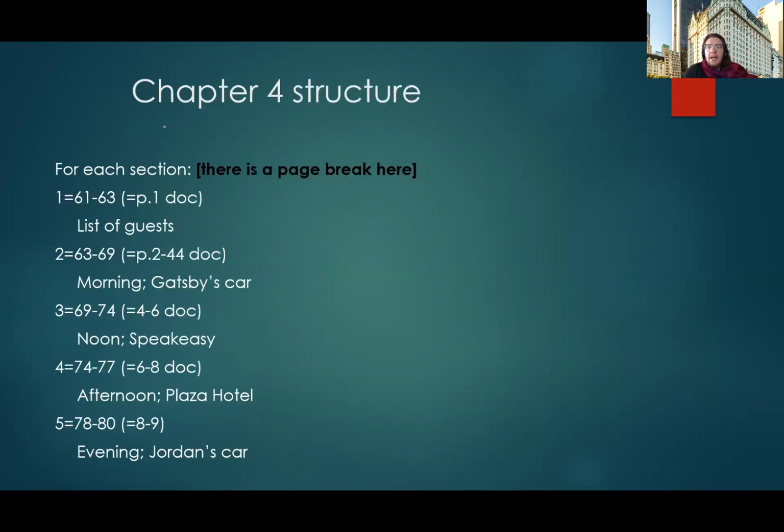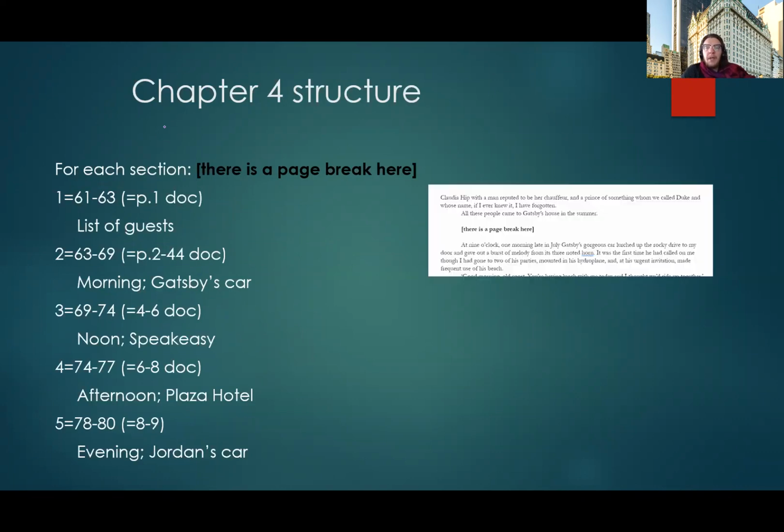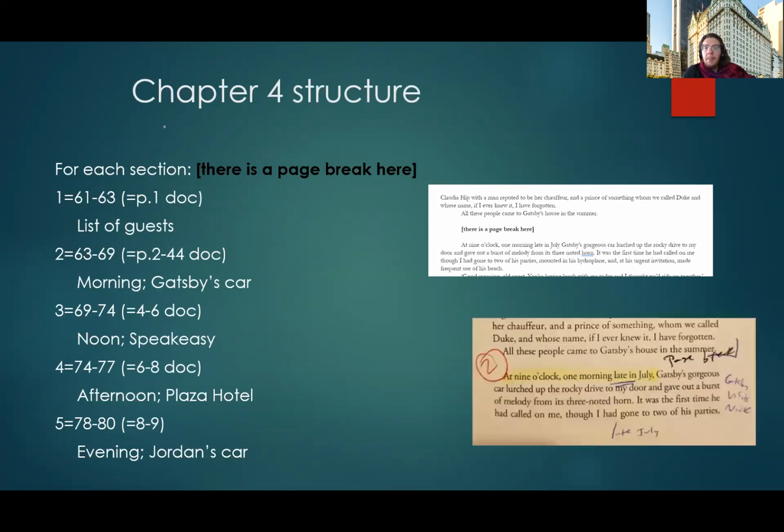Chapter 4 has one of the most elegant structures of all of the chapters, and it's drawn attention to. Fitzgerald's not being subtle here. There are moments of great subtlety in the Gatsby, but this is not one of them. So for each of the sections, there is a prominent page break. And this is what it looks like in the Google Doc, how I've put it in there to really draw attention to it. And if you're following along in the book because you happen to have gotten a copy, this is what it will look like.